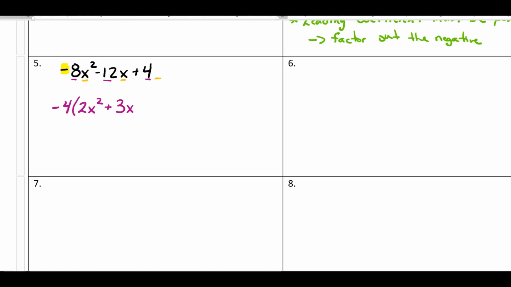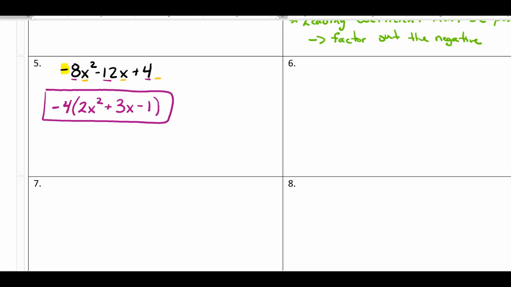And then negative 4 times what gives me positive 4? Well, that would be a negative 1. So this would be my factored polynomial. Notice 2x squared, 3x, and negative 1 have nothing else in common, and negative 4 when multiplied back would give me the original polynomial.